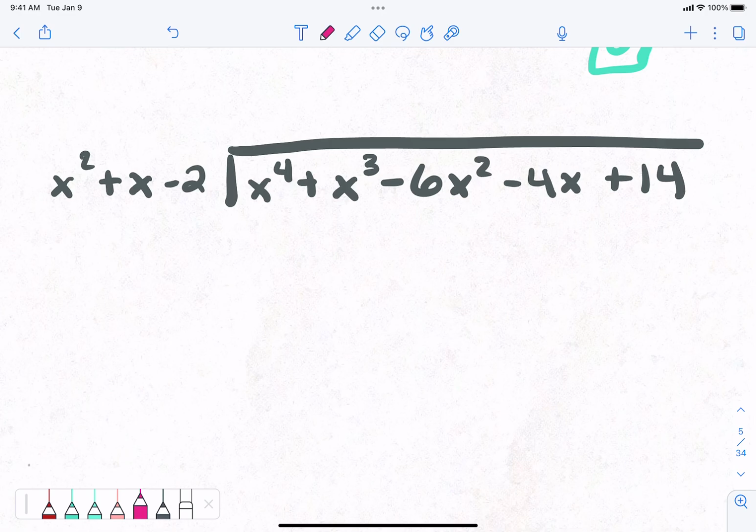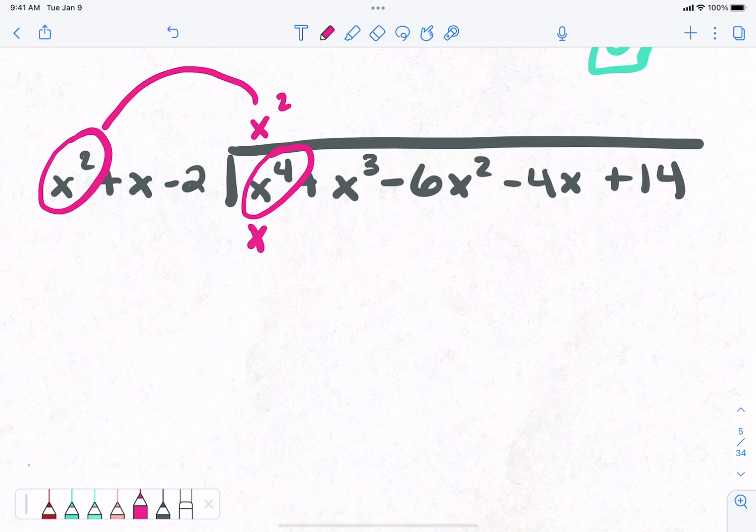All right, let's start the process. First thing. What do you take times x squared to get x to the 4th power? X squared, right? He needs an x squared. Okay, then if I multiply him back through, x squared times x squared is x to the 4th power. X squared times x is x to the 3rd power. X squared times negative 2, negative 2x squared.